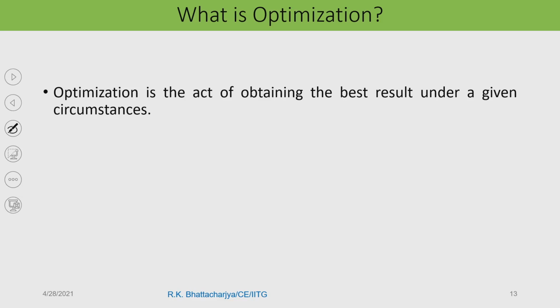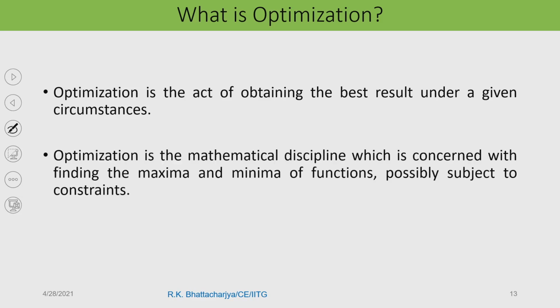So, what is optimization? Optimization is the act of obtaining the best result under given circumstances. We have seen some example problems. Under those circumstances, we would like to find out what is the best result, and that is basically known as optimization. Optimization is the mathematical discipline which is concerned with finding the maxima and minima of functions, possibly subject to constraints.